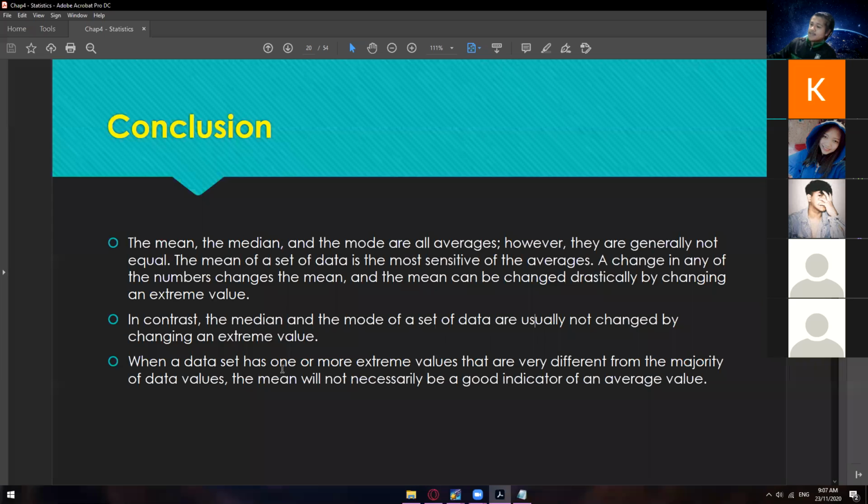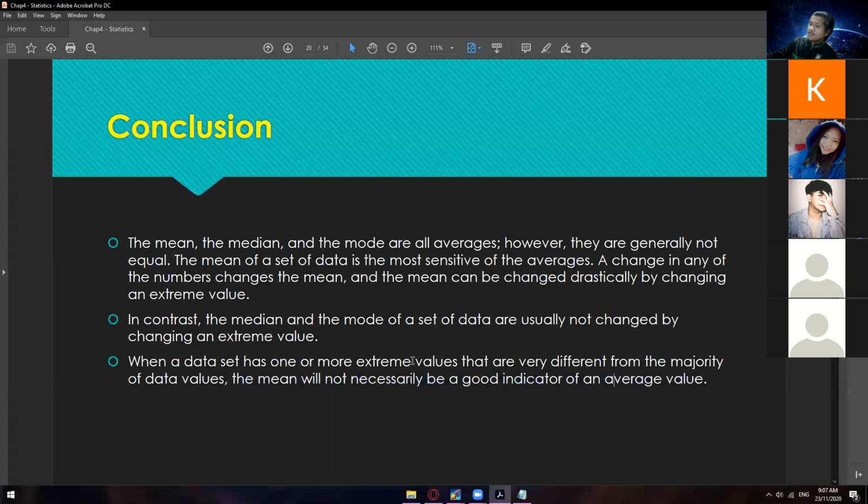When a data set has one or more extreme values that are very different from the majority of data values, the mean will not necessarily be a good indicator of an average value. So it's not that reliable because it's super sensitive. But at the same time, if you really want to have a variation from time to time by changing one of the values of the data, the mean is super reliable. Unlike the median and mode, where you've already changed some of the data, but the result still stays the same. So they have their pros and cons, advantages and disadvantages, in using that averaging.